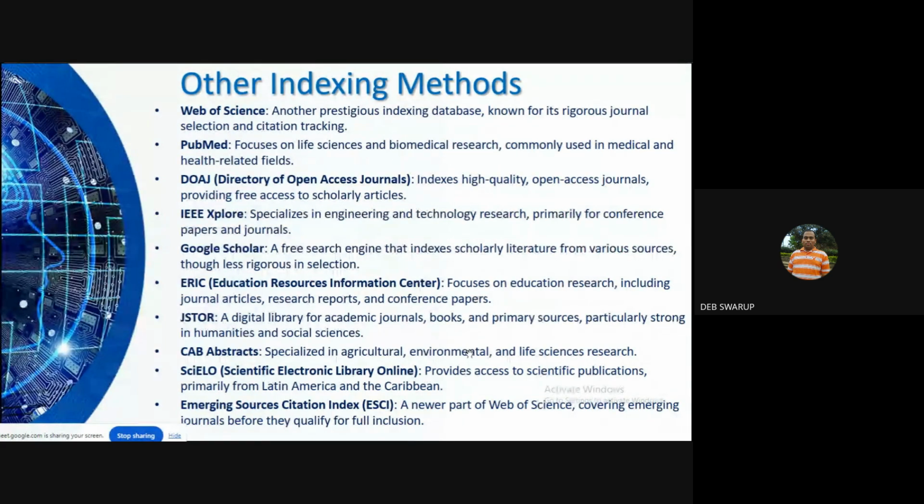Then ERIC is there for people with an education background. JSTOR is there for almost all areas. CABI is there for agricultural and life science areas. Then the Emerging Sources Citation Index is there for areas that were not covered by Web of Science initially. There is also the Extended Source Citation Index for journals, so other aspects are also getting covered. Clear?